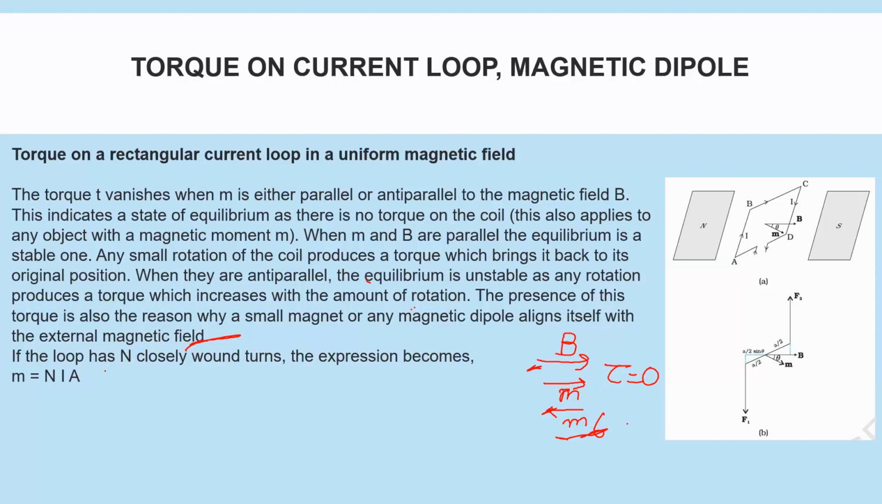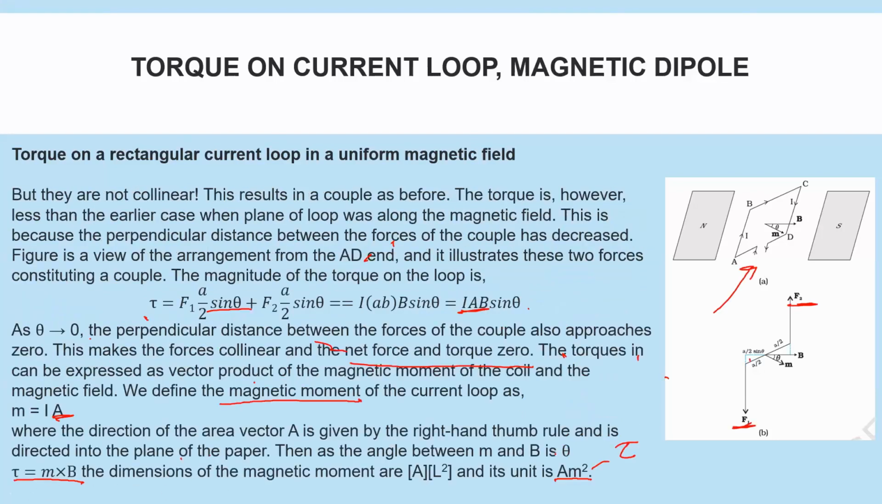If we have a loop which has n closely wound turns, like how we saw in a solenoid, then the magnetic moment can be given as the product of the number of turns multiplied by the current and the area of the loop. So this is what we understand about how we can define the torque for a current loop. Over here we are considering a rectangular current loop.